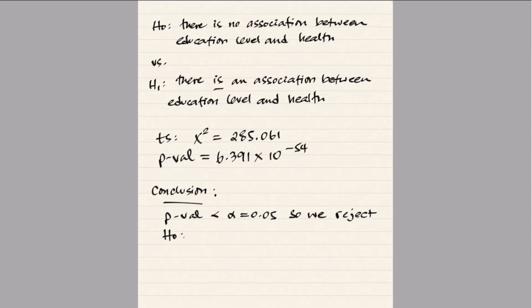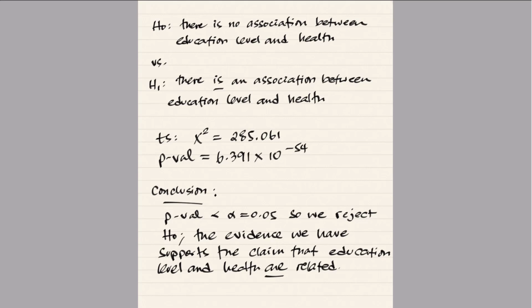What does that mean practically speaking? Well, it means that there is an association between education level and health. And what precisely that association is, well, that's another part of the problem. So anyway, let's state what we have here, and we'll put it in context. If you want to state our conclusion in practical terms, we're saying that the evidence we have supports the claim that education level and health are, in fact, related.